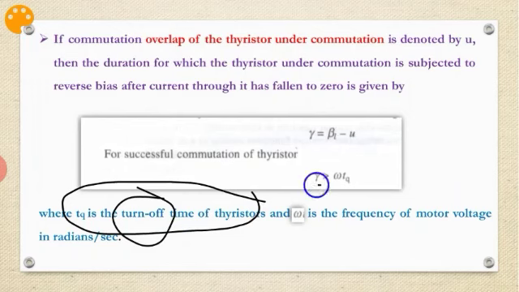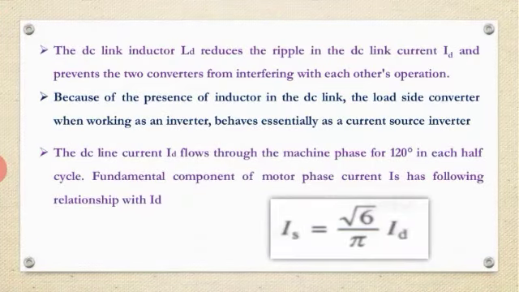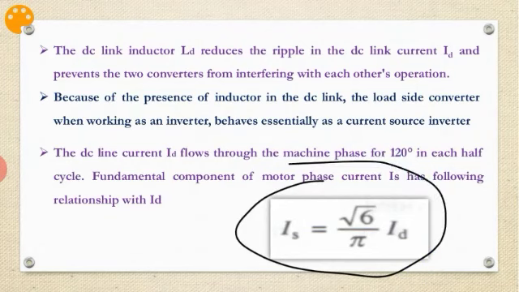And omega is the frequency of the motor voltage in radians per second. I have already discussed the DC link inductor. LD reduces the ripple in the DC link current ID and prevents the two converters from interfering with each other's operations. The DC link current flows through the machine phase for 120 degrees. The fundamental component of motor phase current IS is given by root 6 by pi into ID.